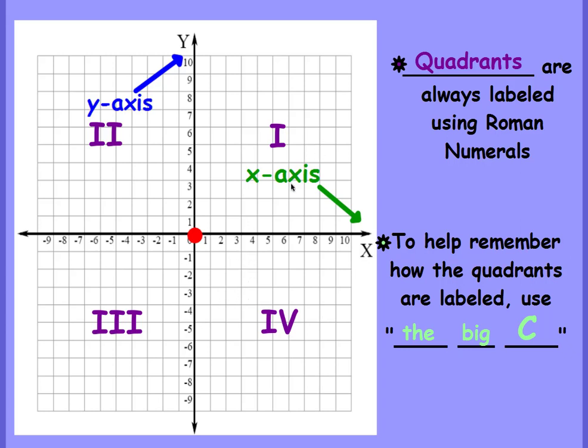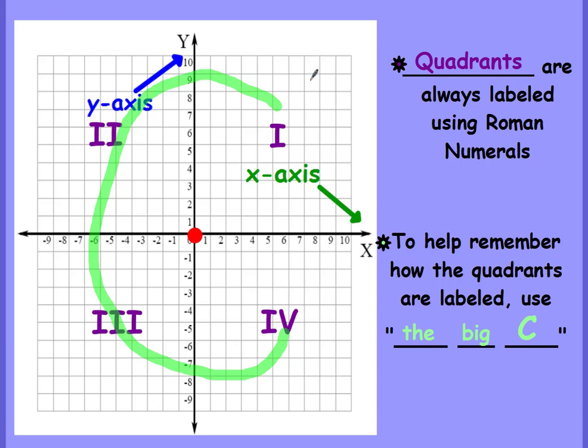So to help us remember how the quadrants are labeled, you can use the big C. Draw a big C on your coordinate plane. Where you start your C, that's quadrant 1. And as you move and go to the left, you go into quadrant 2, down into quadrant 3, and then finally you end in quadrant 4. The big C stands for coordinate plane. It will help you remember how to number your quadrants.